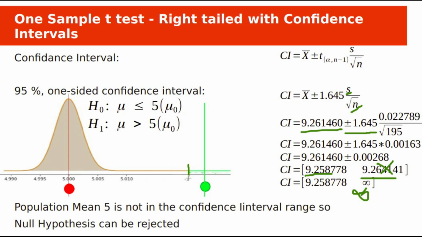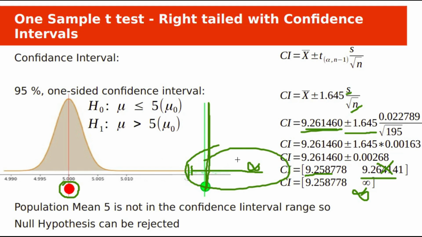Let's assume 9 is here. The lower bound will be somewhere here. From here to this entire part is the confidence interval range up to positive infinity. This 9.2614 is the sample mean, which is too far from the mu naught. This mu naught value 5 is not in this confidence interval range, so you will reject the null hypothesis.